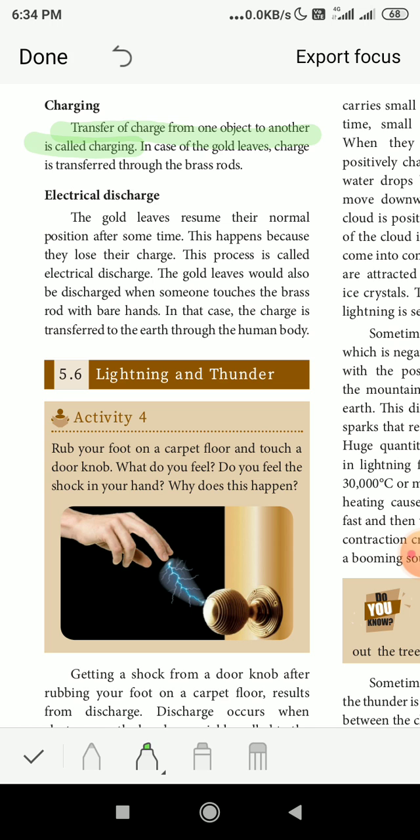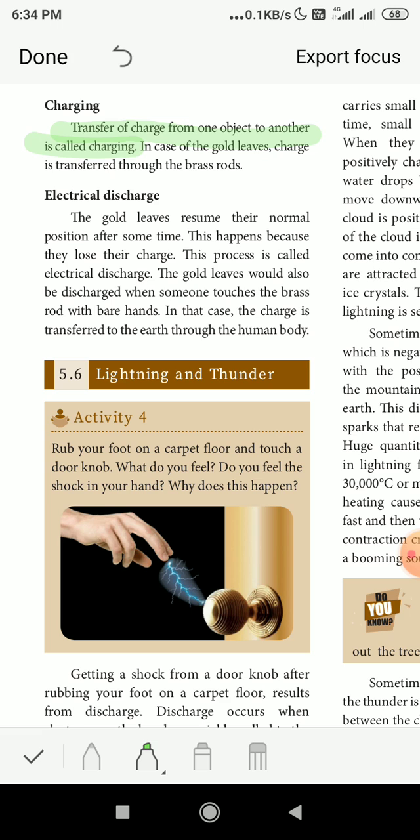Electrical discharge: the gold leaves resume their normal position after some time. They will come to the normal position because the charges have become stable. This happens because they lose their charge. This process is called electrical discharge.